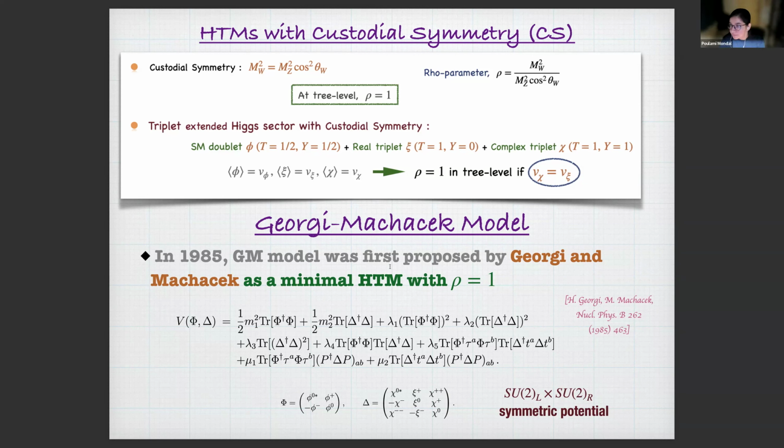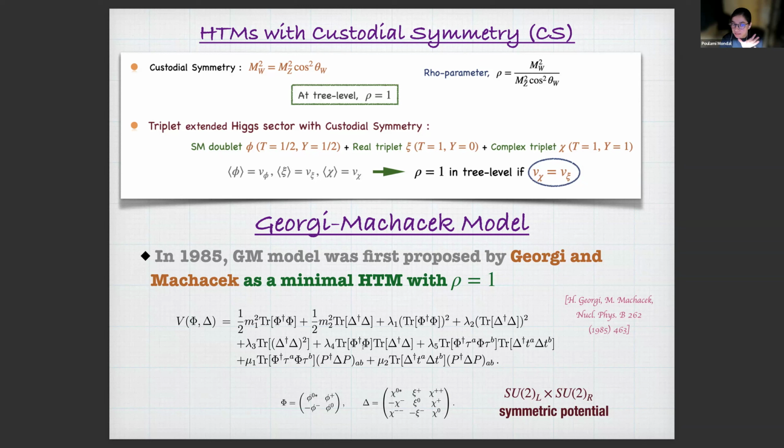Because you can add as many doublets as you want, the rho parameter does not change away from 1. With a triplet, it does. So the Georgi-Machacek, I guess the brilliance of it was that they found a specific construction of the triplet extension that would not affect the rho parameter. As a result, we see that the physical scalars become mass degenerate.